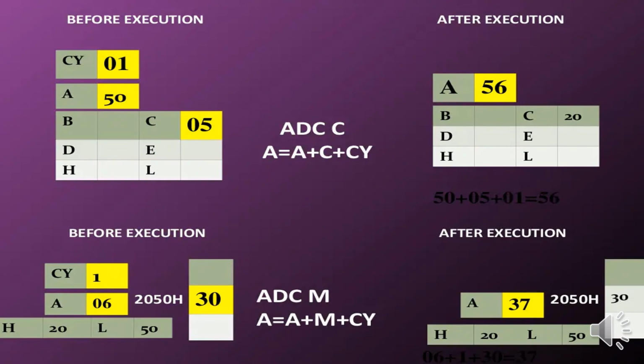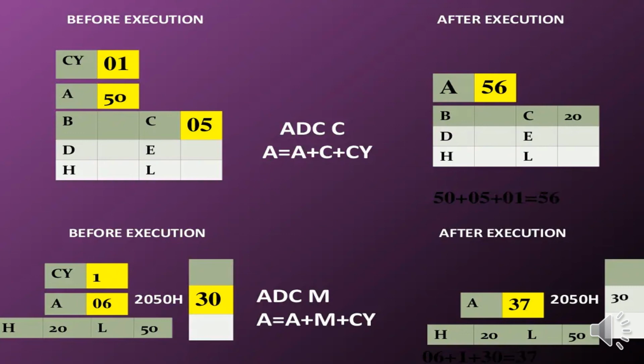Previously the flag register values were unchanged, but with ADC the flag values are modified. For example, whether the result is negative or positive, or the parity value of the accumulator. That depends on the parity flag, zero flag, and carry flag, which are altered by the ADC instruction. For example, ADC C or ADC M.